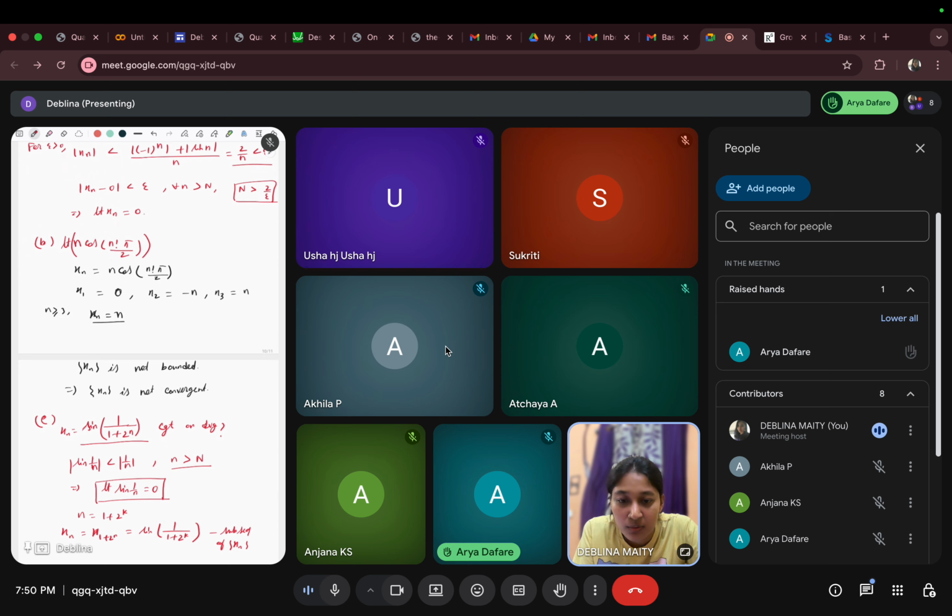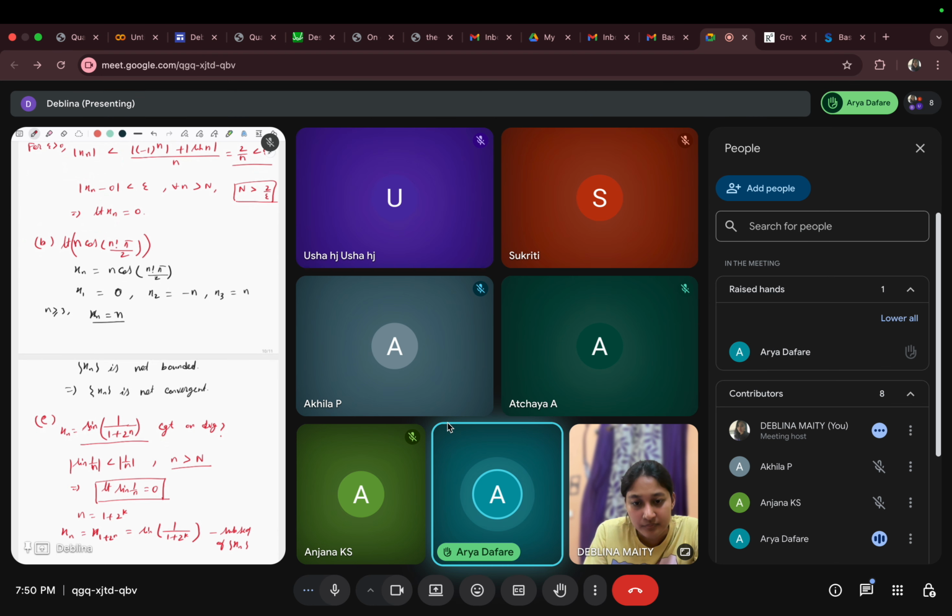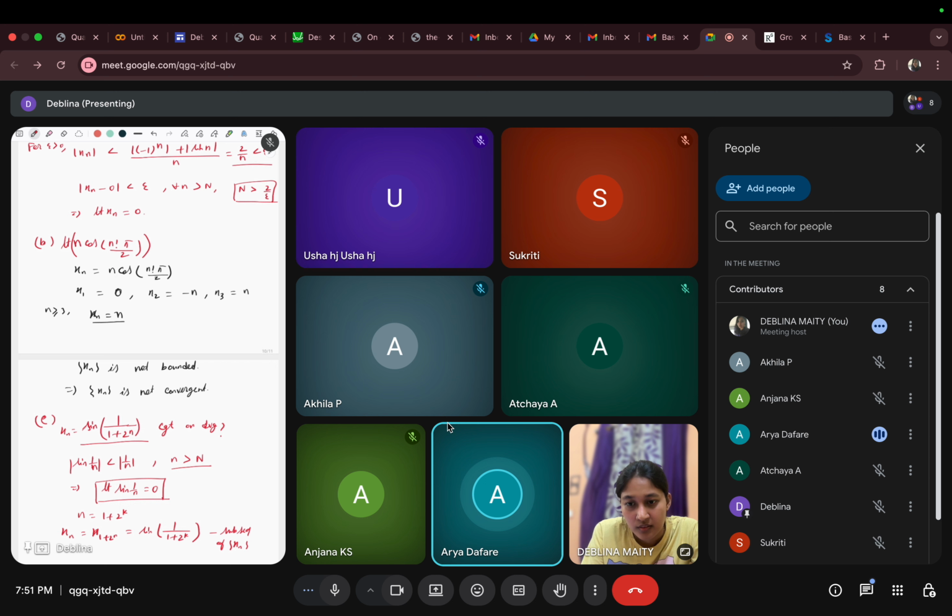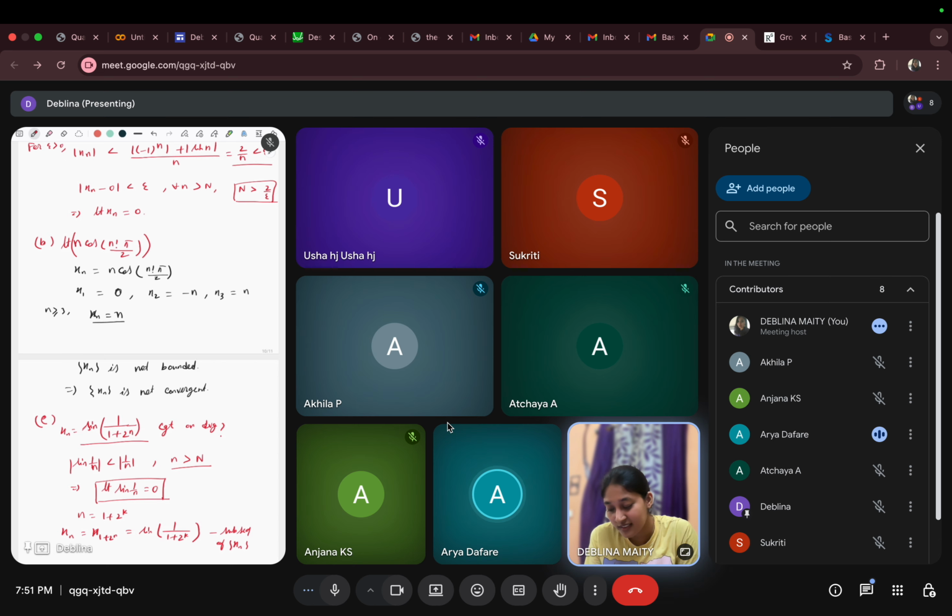Okay, Arya, you want to say something? Yeah, I just had a doubt. Any sine value will oscillate between -1 and 1, right? Yes, it can. How can it not be divergent? Because then it will function like a harmonic series, right? Yes, but here I think it is not sine x, it is sine 1 by n.